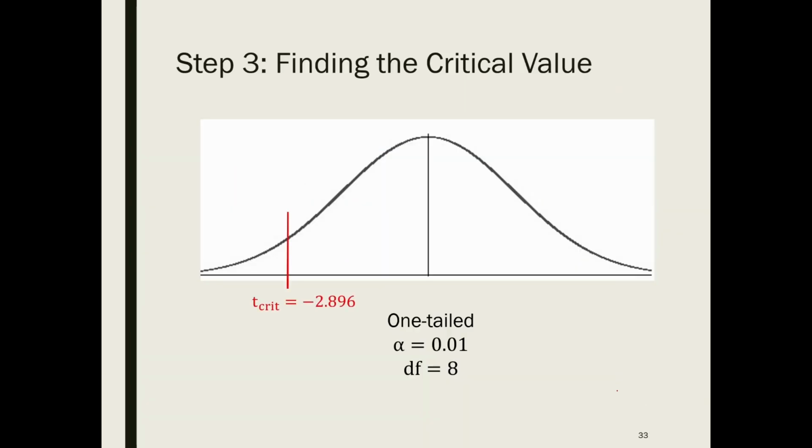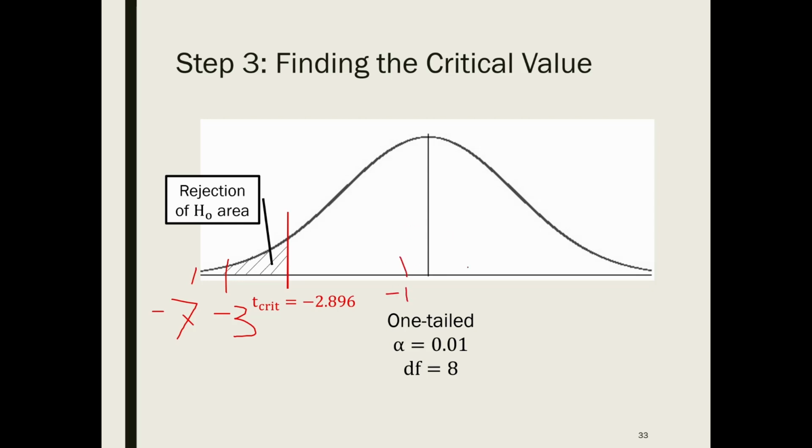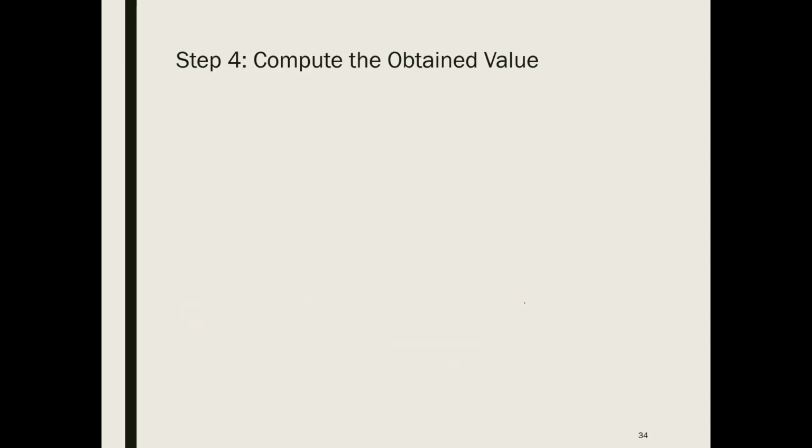2.896. So let's map it. Here we put the t critical as negative 2.896. So if we have like a negative 3 or negative 7, then we are going to reject the null hypothesis, right? If our t obtained value is like a negative 1 or even positive 1 or maybe positive 2, then we cannot reject the null hypothesis, so we have to accept the null hypothesis. The same logic.